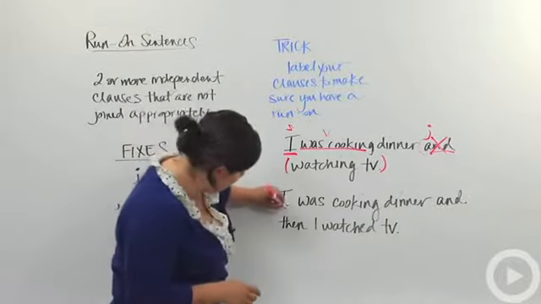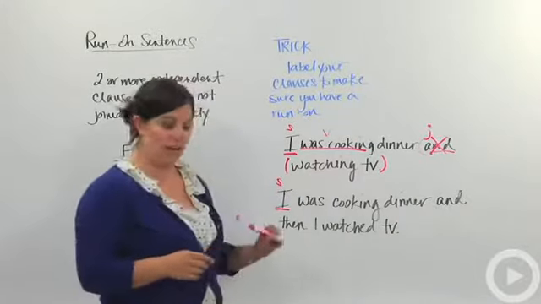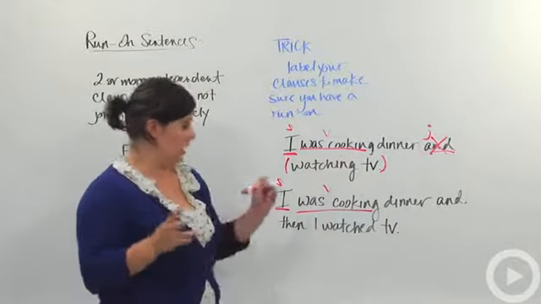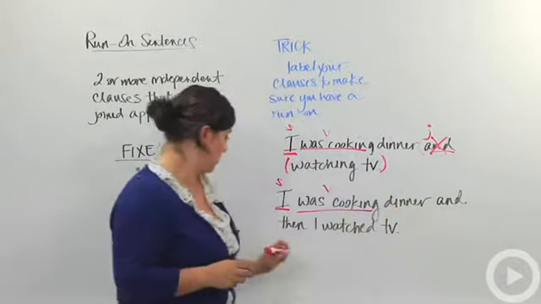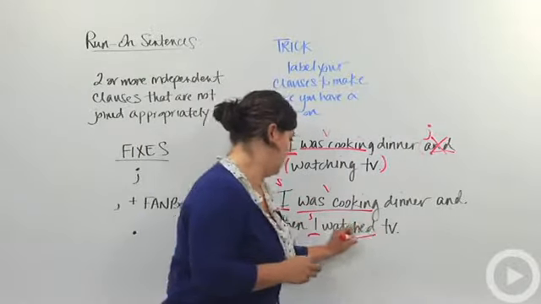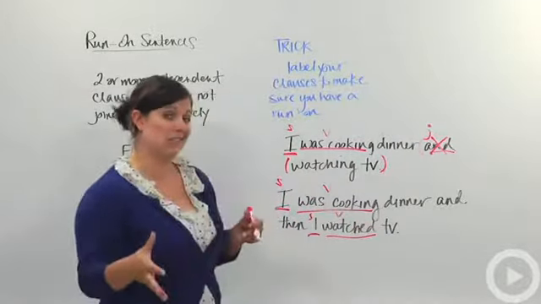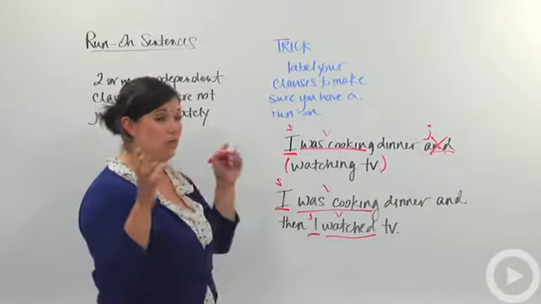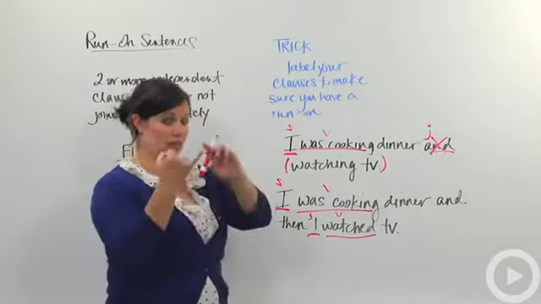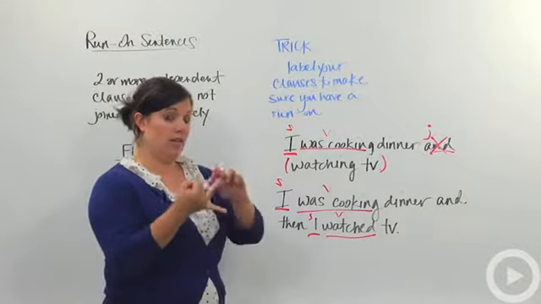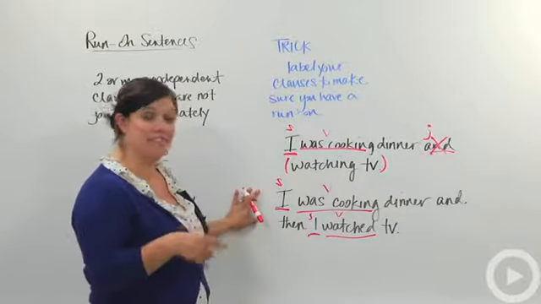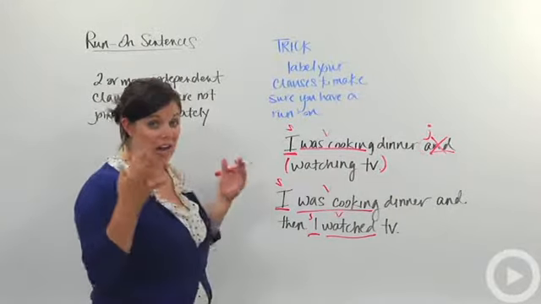All right, let's look for subjects. So we've got I there, and again, our verb was cooking. And if we look after our conjunction, we've got another subject, I, and then another verb, watched. So this is a run-on sentence because we know the rules are that if you've got two independent clauses, they've got to either be joined with a comma and a FANBOYS, a semicolon, or split up with a period. So if we take a look at how to fix this run-on, it's pretty simple. You've got three different options.